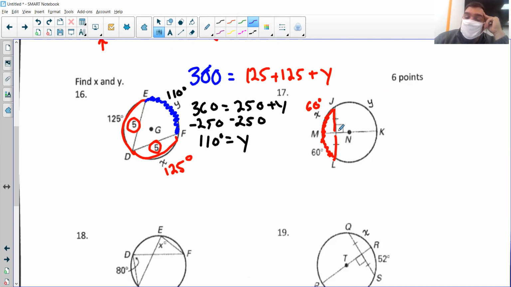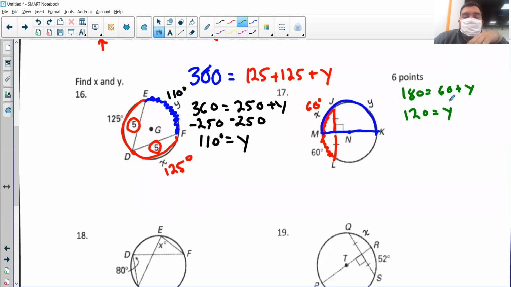Now, there's multiple ways to do it. I'm going to show you this way. Last way I showed it different. But MK is a diameter. We know that because it's a line that goes through the center. If that's the diameter, what is this half part of the circle going to be? 180. So you could just do 180 equals 60 plus Y, or double everything. You'll still get the right answer. 120 minus 360 divided by 2, because this is also Y. So it's totally true what you said.